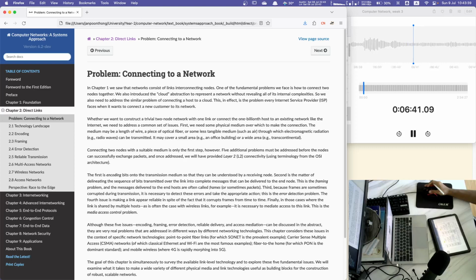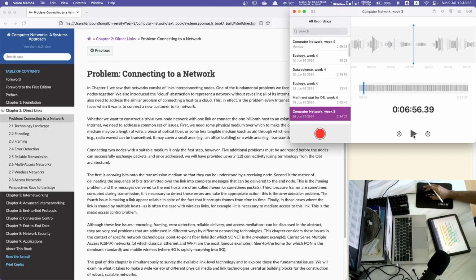Okay. So now in this topic we are going to see the physical layer: how to transmit the data, binary data, from one computer to another computer through the network.